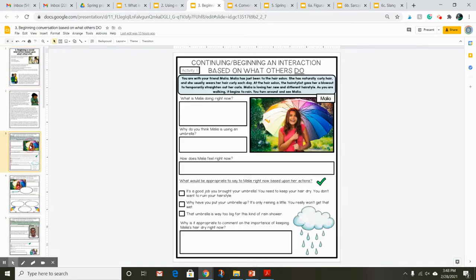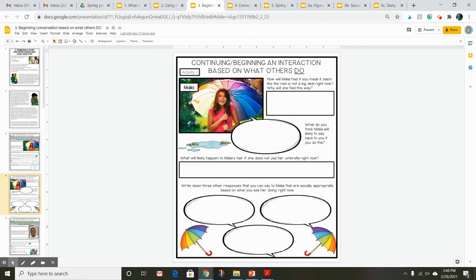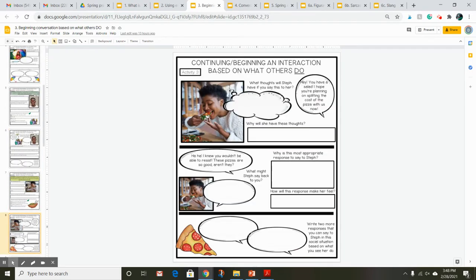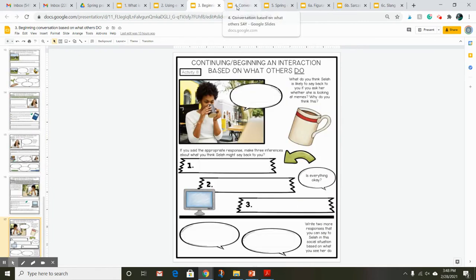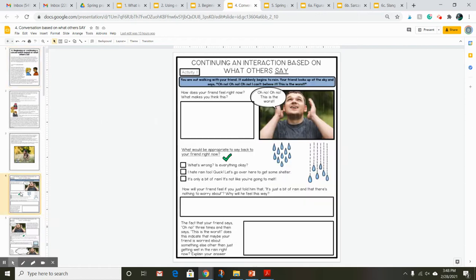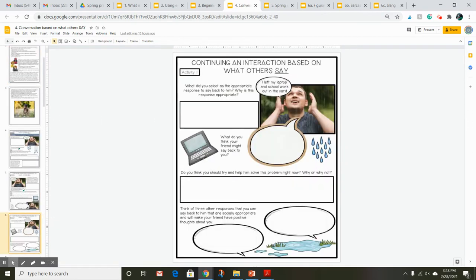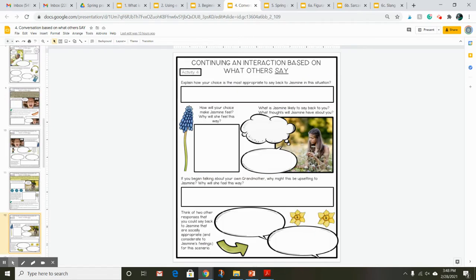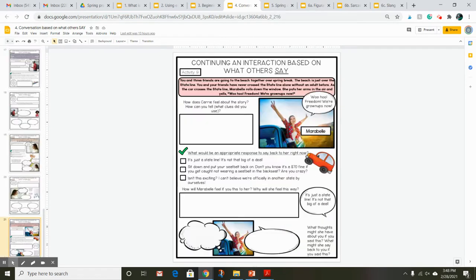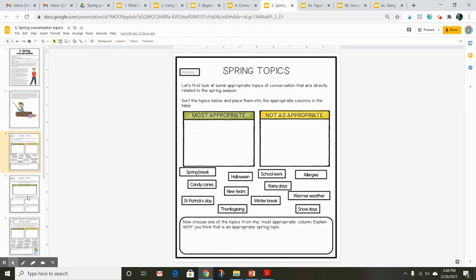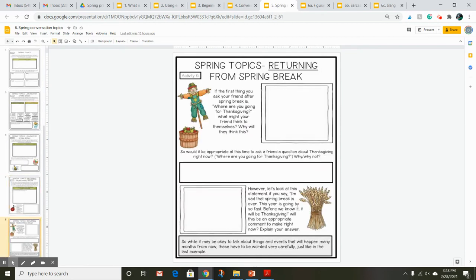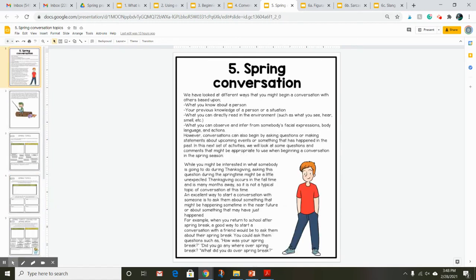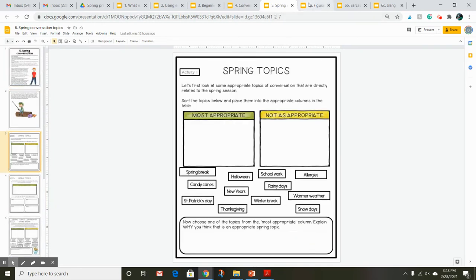We can also look at starting a conversation with a peer based upon what they do in different scenarios. Again, using some of those naturalistic cues that occur in a natural environment, how to respond to a peer based upon what they say, what are some socially appropriate ways to maintain a conversation or to comment on what others say, some spring topics that students can speak to friends about, and some topics that are not necessarily socially expected to talk about in spring.